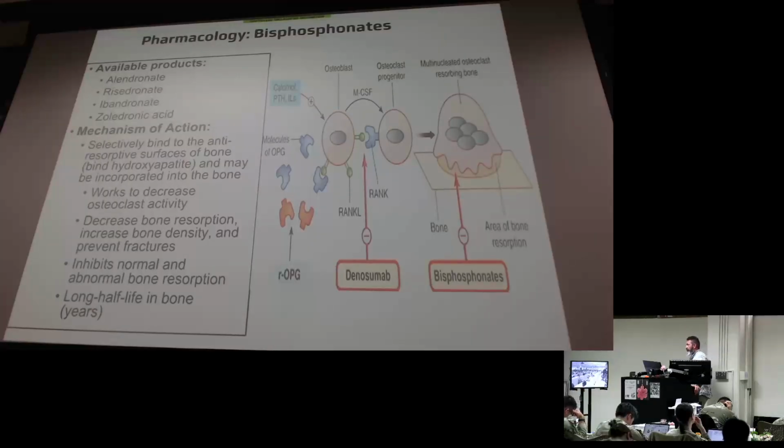Long half-life in the bone, years in the bone. That's why we're going to discuss some of the special things with patient management, timelines on bisphosphonates and such in the upcoming slides. But just know there's a long half-life. Once you have them on board, they're there interrupting osteoclast activity for a long time, for years.